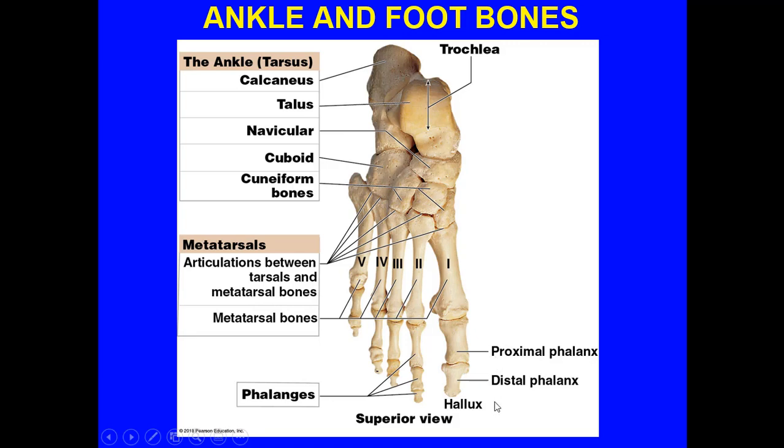The phalanges, of course, you're always going to have as proximal, medial, distal, okay? And what you have here with the big toe is obviously just proximal and distal phalanx, okay? Phalanx is sort of the singular, phalanges is the plural.